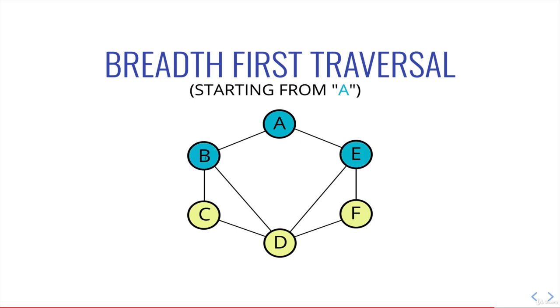Then we go back to B and visit all of its neighbors. So we've already done A, so we have C and D. Then we go back to E, and we visit all of its neighbors, but we've already done A, we've already done D, so its only neighbor that's left is F. And then from F, we've already visited everything else, and we're done.